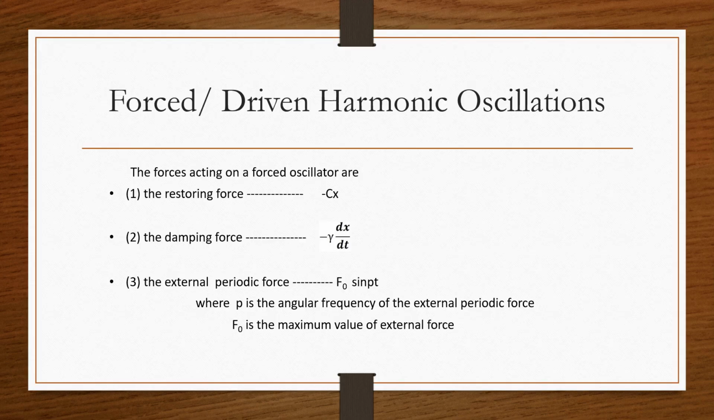In a forced or driven harmonic oscillator, in addition to the restoring force minus Cx and the damping force minus gamma into dx by dt, there is an external periodic force. Since the external force is periodic, we represent it using a sine function. So it is expressed as f0 sine pt. Here in the amplitude part we have f0, the maximum value of the external force. Now what is this small p? Small p is the angular frequency of the external periodic force.